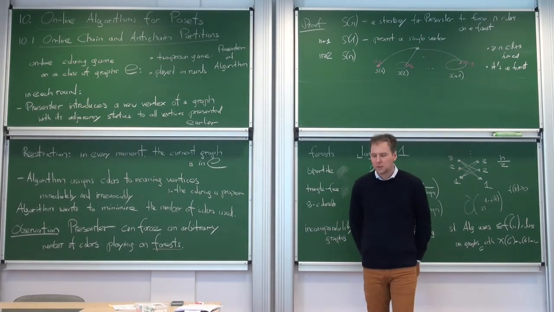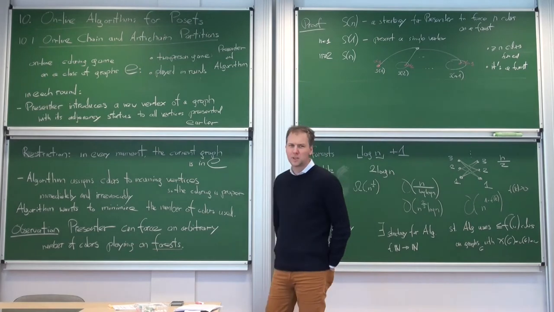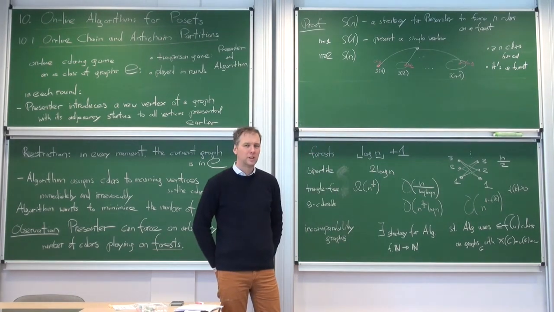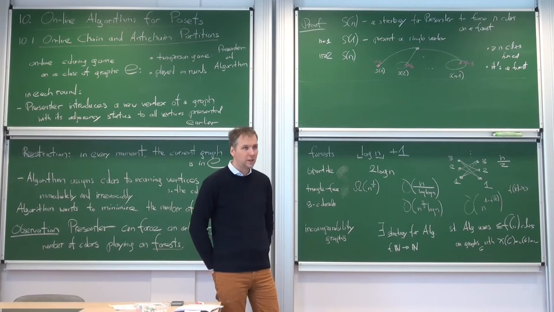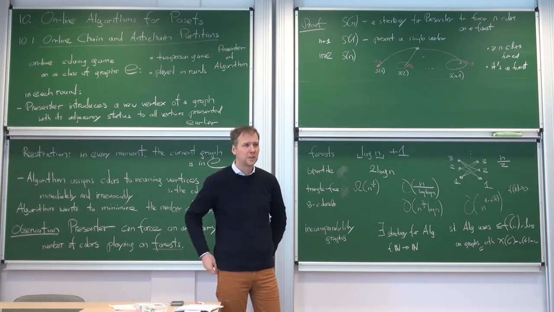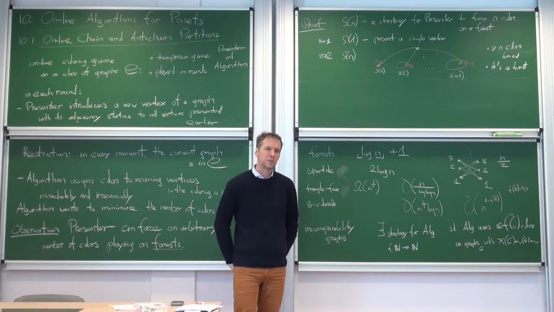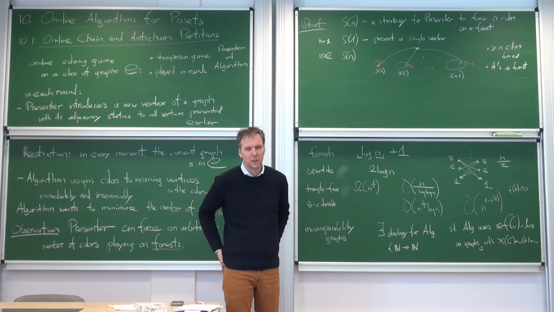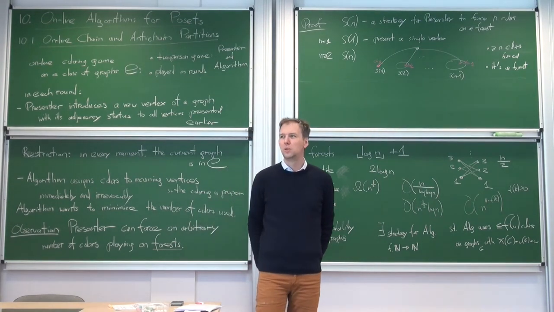Yes? The order of growth of this function is rather wild, but it's a function of the offline optimum. Yeah, so quite good. And what is a color class here when we color incomparability graphs? Yeah. A color class, so an independent set there, is a chain in the corresponding poset. So this is how we get the idea to online chain partition a poset.